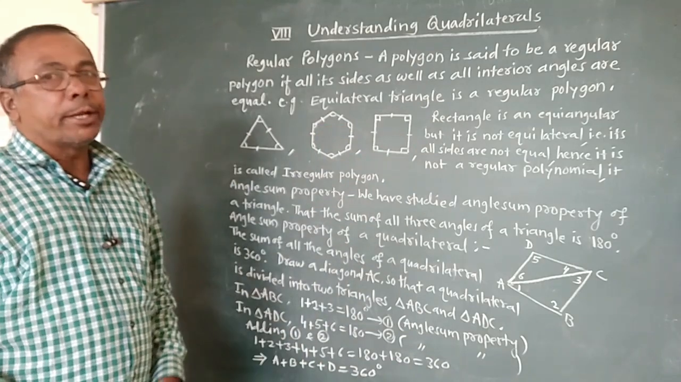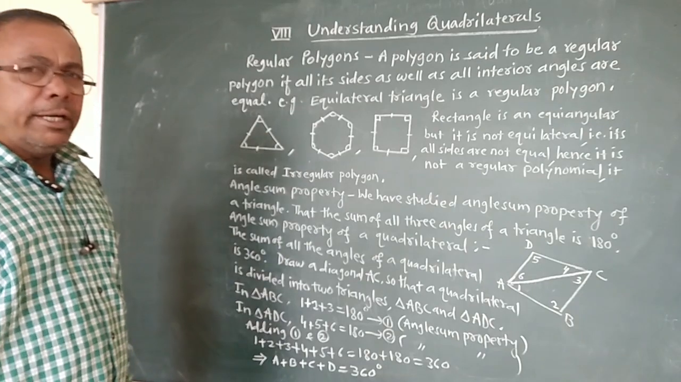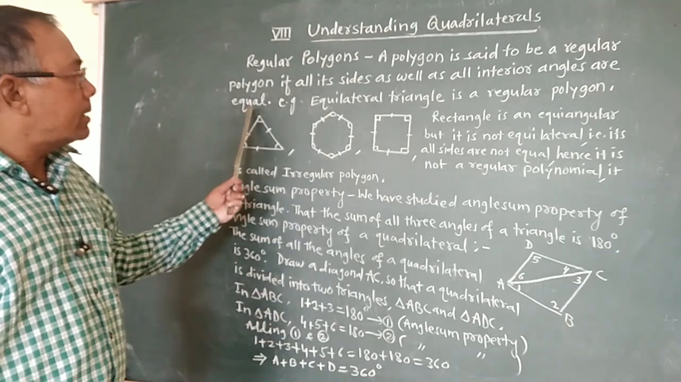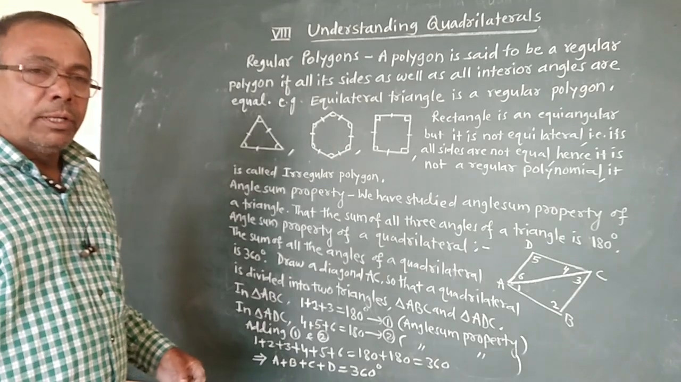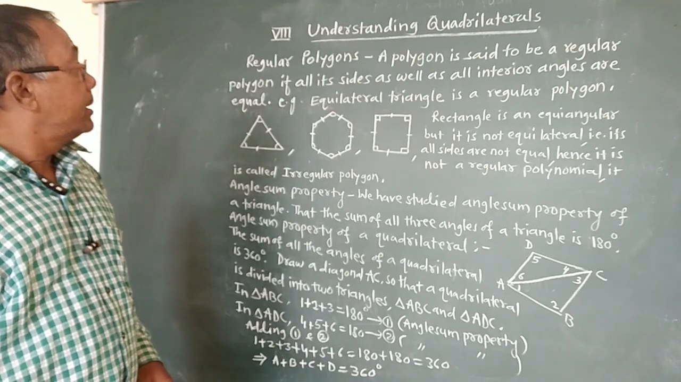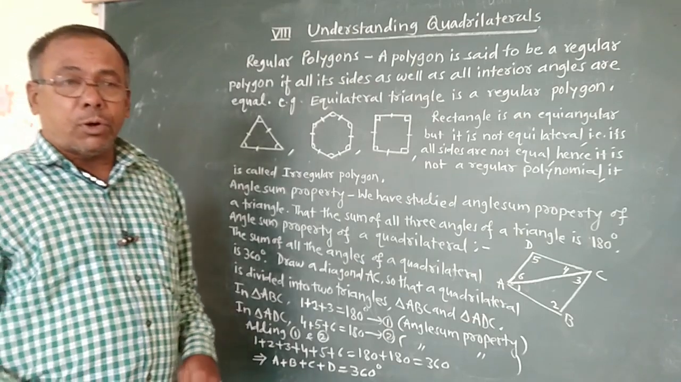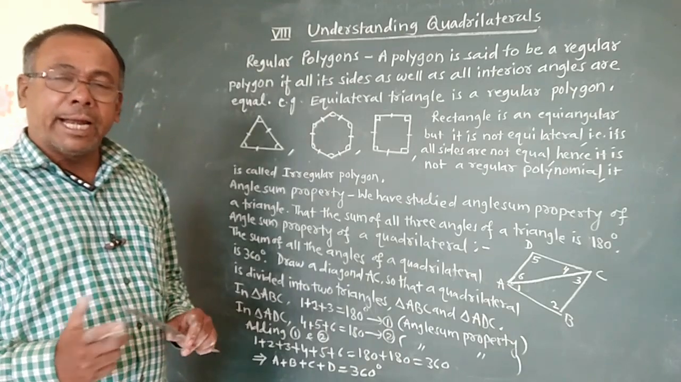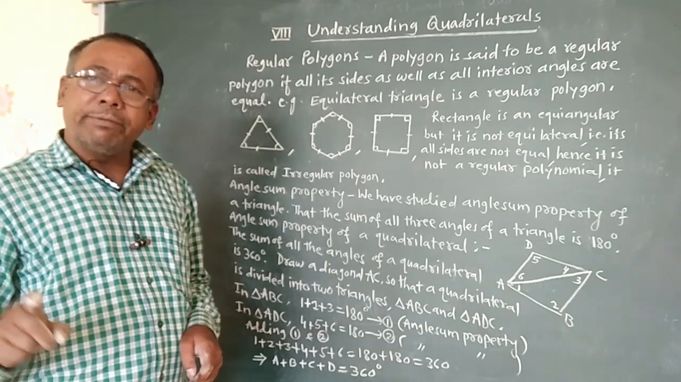A polygon is said to be regular if all its sides as well as all the interior angles are equal. Means if the given polygon is equilateral as well as equiangular, then it is called a regular polygon. Equilateral means all the sides must be equal, lateral means sides, and equiangular means all the angles also must be equal.